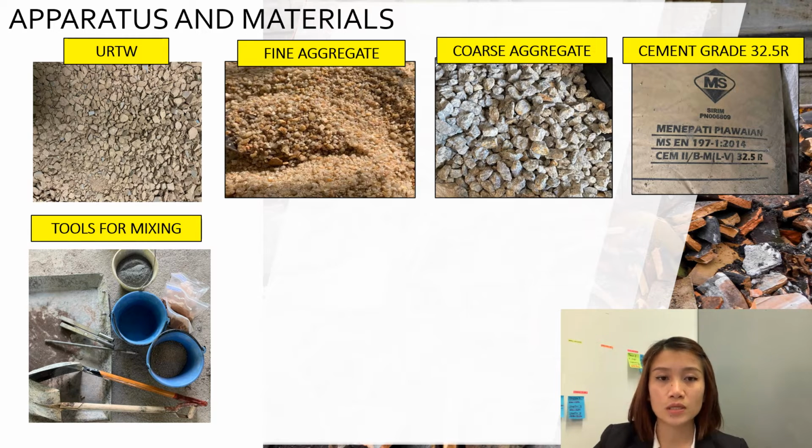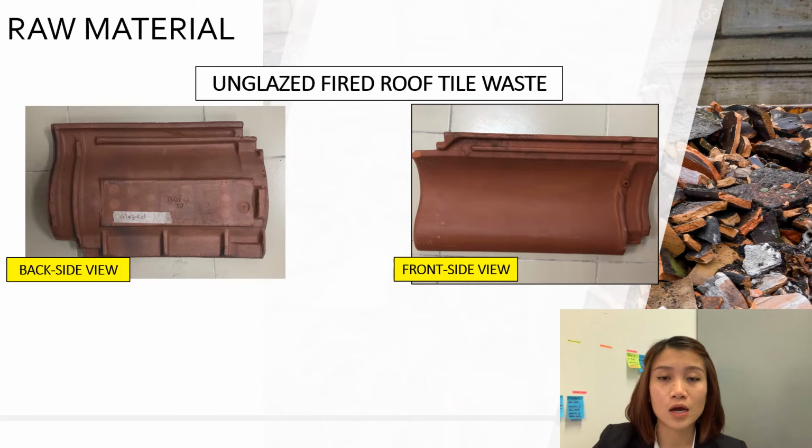The first is how the URTs look, and second will be fine aggregate, and here the fine aggregate is sand, river sand, and third will be coarse aggregate, and the cement used for this research study is 32.5 grade cement. Basically, this is how the raw material of unglazed fired roof tile waste looks before it's been crushed into a fine aggregate.